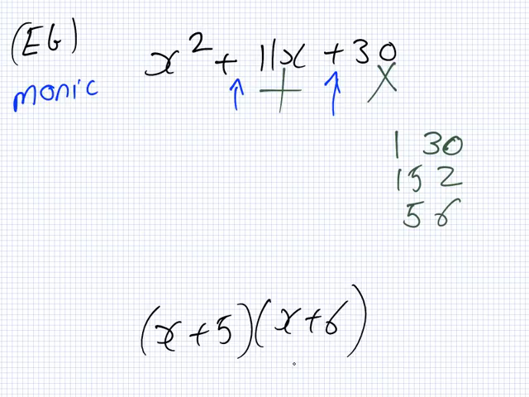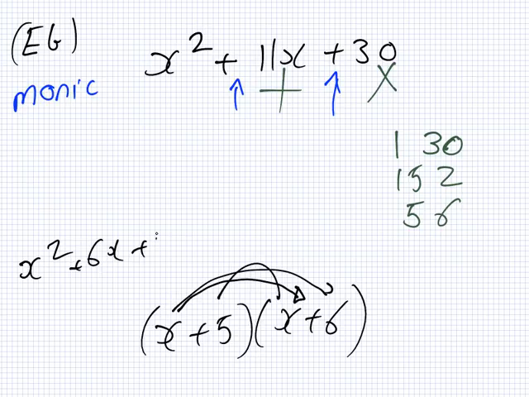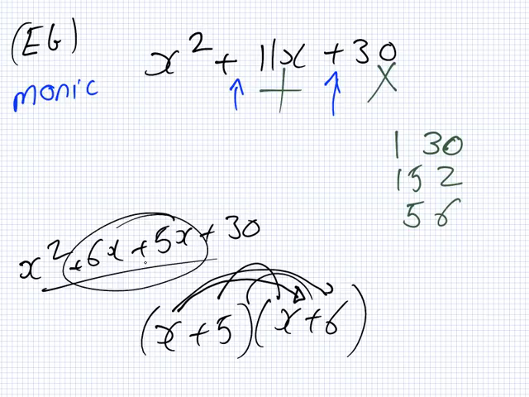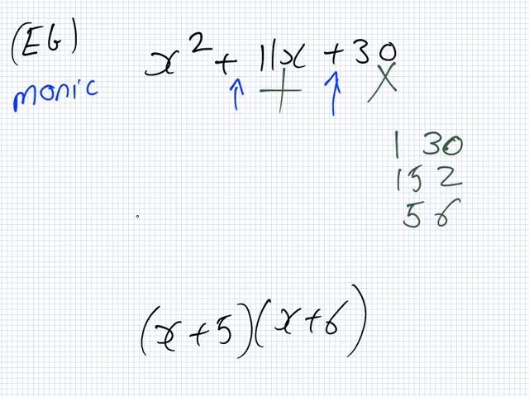Now you don't have to do the next part, but I'm going to do it. I want to check the answer, okay? So x by x, x squared, x by 6, 6x, and next is 5x plus 30. Does this match up? Yep. X squared plus 11x plus 30. So we're good. This is the answer then.